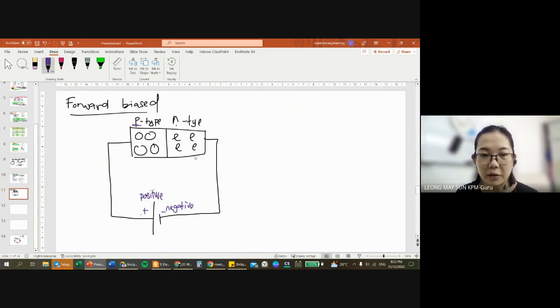Now, this is in terms of me drawing this circuit. There's another circuit that they usually use. Is this.